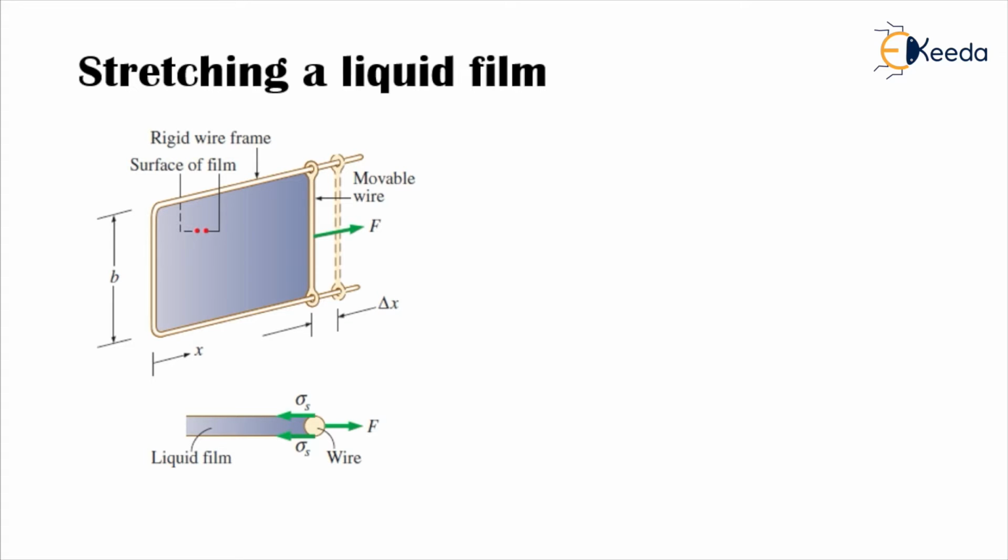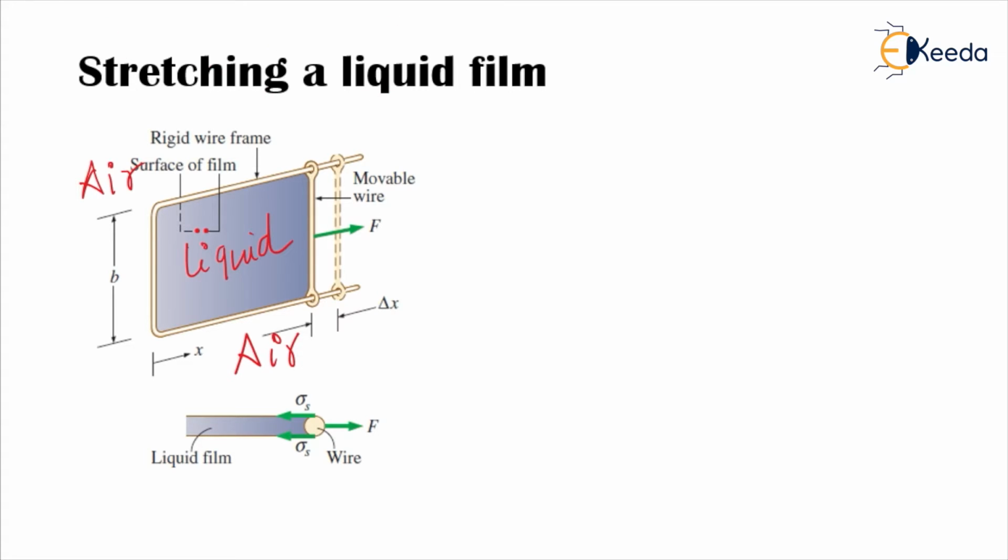Now we will see the work done in stretching a liquid film and how surface tension can be expressed in terms of work done. As you can see here, this is air, this is liquid film, and again this is air. We are interested in finding out the work done and relating it with the surface tension.